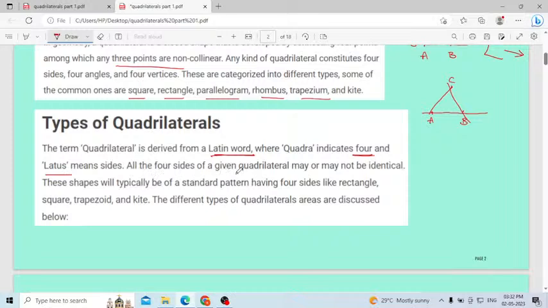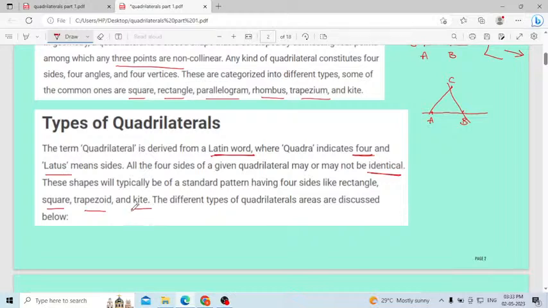All the four sides of a given quadrilateral may or may not be identical. It is not compulsory that all the four sides must be equal. Sometimes they may be equal, sometimes they may not be equal. The quadrilateral definition does not say all the four sides must be equal. These shapes typically follow a standard pattern, having four sides, like rectangle, square, trapezoid, kite.